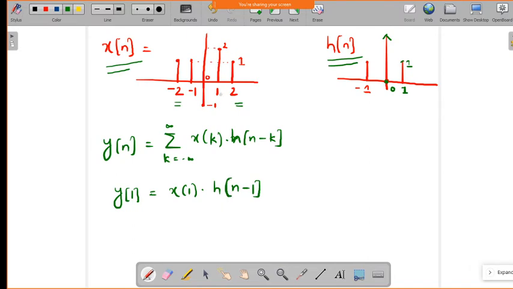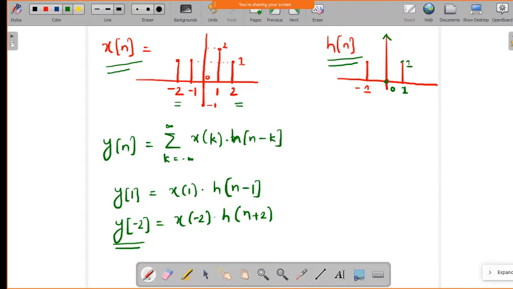Okay, so if I take x of 1, I get x of 1 into h of n minus 1, and y of minus 2. So if I take it at minus 2, what will happen? It will give x of minus 2 into h of, if I put k equal to minus 2, h of n plus 2. Okay, so first I will compute y of minus 2, which is x of minus 2 into h of n plus 2.